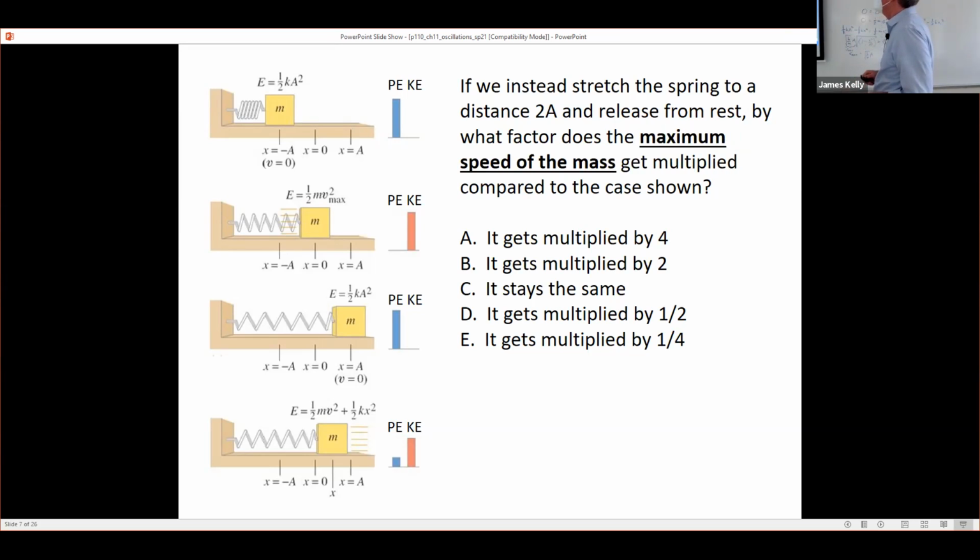Okay, there's a couple more here. The only thing that was changed is what's underlined and bolded there. Do the same thing, double the amplitude. By what factor does the maximum speed of the mass get multiplied compared to the case we were considering originally?